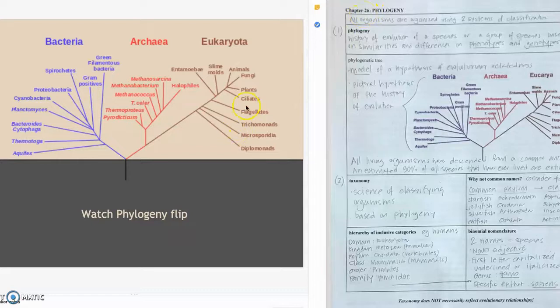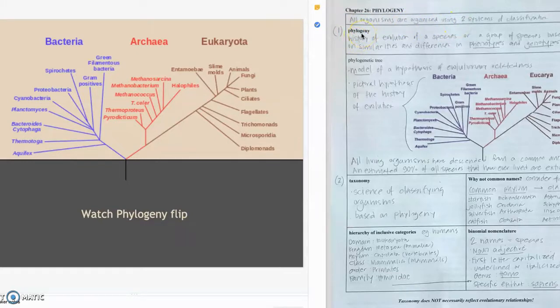It makes sense to finish up our conversation of how organisms change over time with a system that looks at essentially the path organisms took to change and then attempts to name and classify all of those different organisms. And that's what chapter 26 is about. Essentially, all organisms are organized using two systems of classification.